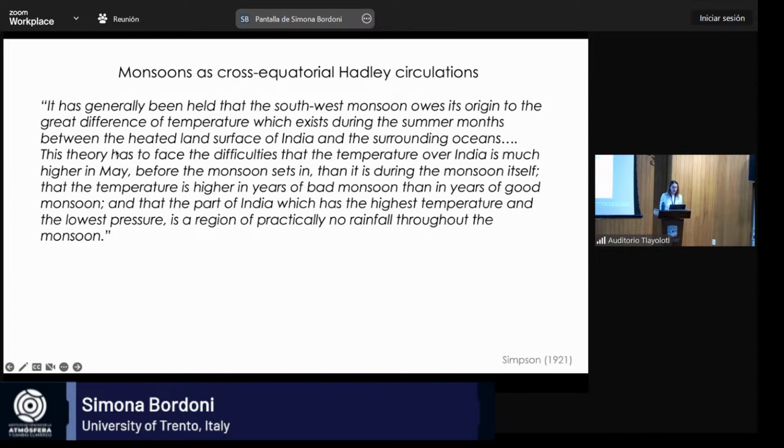It has generally been held that the southwest monsoon, this would be the Indian monsoon, owes its origin to the great difference of temperature which exists during the summer months between the heated land surface of India and the surrounding oceans. This theory has to face the difficulties that the temperature over India is much higher in May before the monsoon sets in than it is during the monsoon itself, that the temperature is higher in years of bad monsoon than in years of good monsoon, and that the part of India which has the highest temperature and the lowest pressure is a region of practically no rainfall throughout the monsoon.